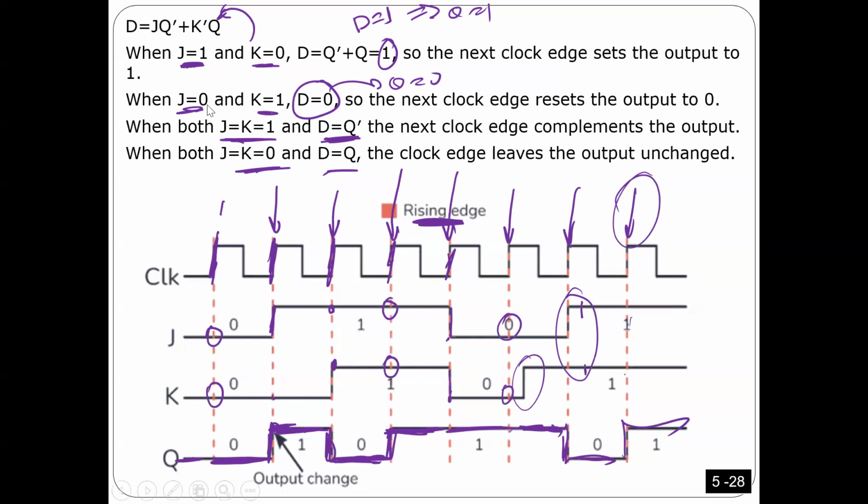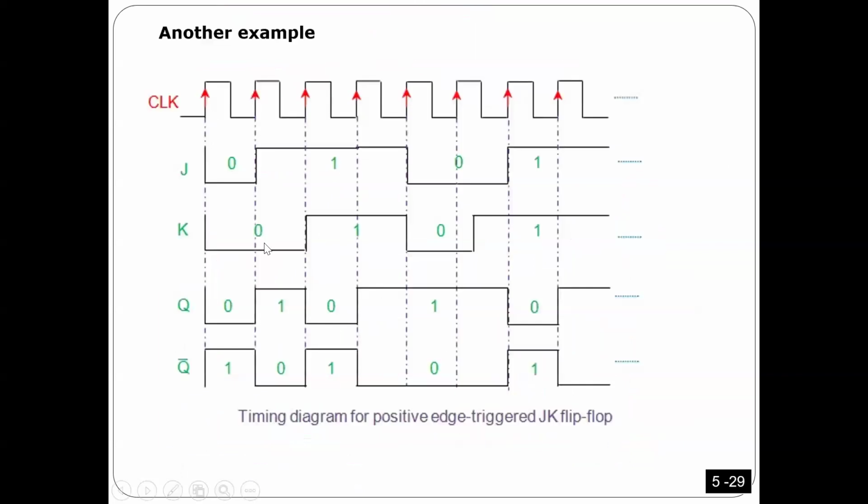A timing diagram like this. I give you another example here. I will leave it to you. Nothing new, this is just another example. It's exactly the same thing. If you see here 0, 0, so no change. And then if you look here, 1 and 0, it has to be set. If you look at this block here, it's 1 and 1, it has to toggle, and so on. So it's very easy.